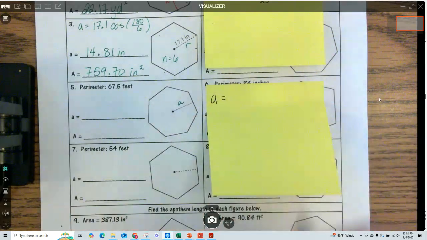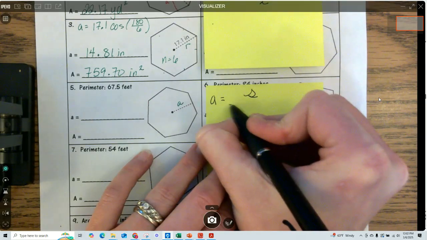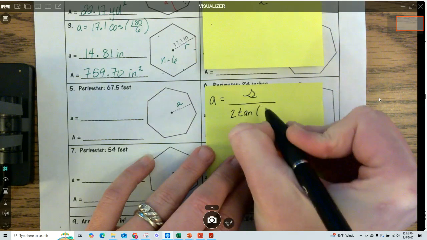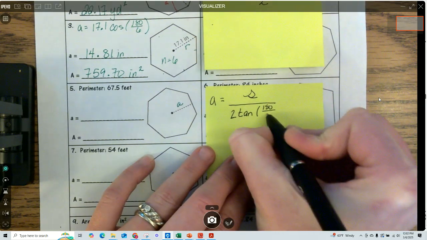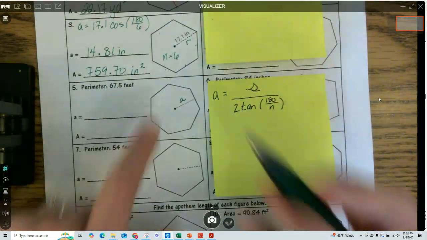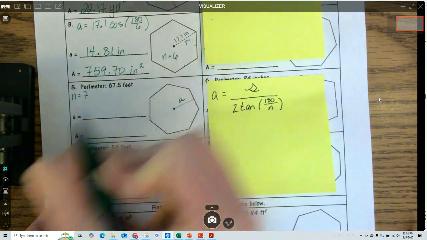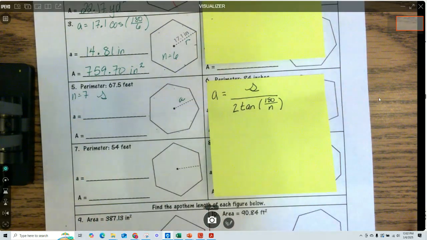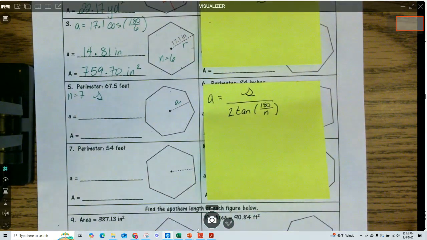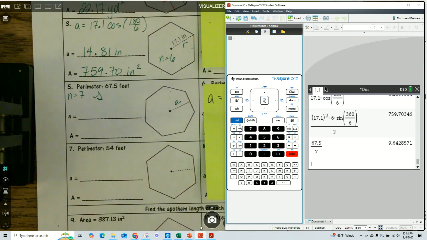So A equals, it's going to be side length over 2 tangent of 180 over n. So this figure right here has 1, 2, 3, 4, 5, 6, 7 sides. So n is 7. And then the side length, this one I've got to do a little weird. We would take the perimeter and divide it by the number of sides. So 67.5 divided by 7 gives us this gross decimal.